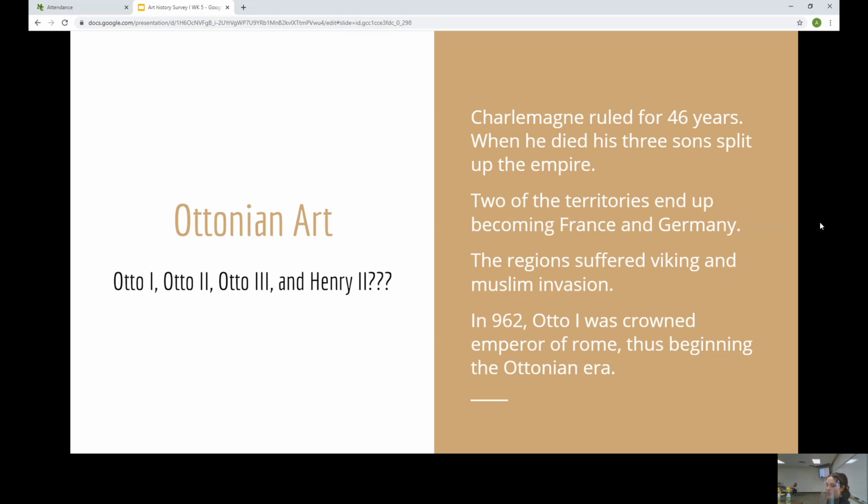They pretty much carry on what Charlemagne tried to do, which was make the new Rome, and his sons kind of screwed that up. But they try and pick it back up again. We have a lot more churches, more illuminated manuscripts, and some sculptures. One sculpture. We don't have too many sculptures from this time period.